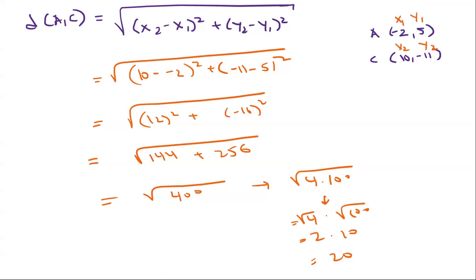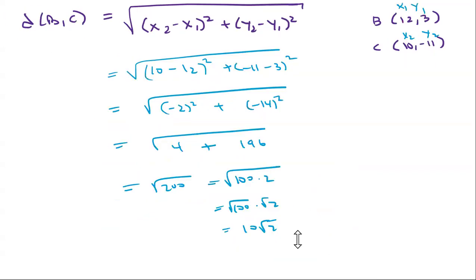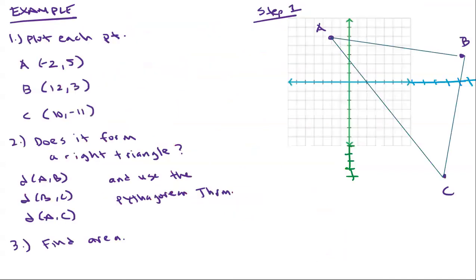All right, so we've found all our lengths. So now we just need to transfer that information to our graph. So again, for distance AB, we got 10 radical 2. For distance BC, we got 10 radical 2. And for distance AC, we got 20. So let's go ahead and put that on here. So we have 10 radical 2, we have 10 radical 2, and then we have 20 as our hypotenuse.